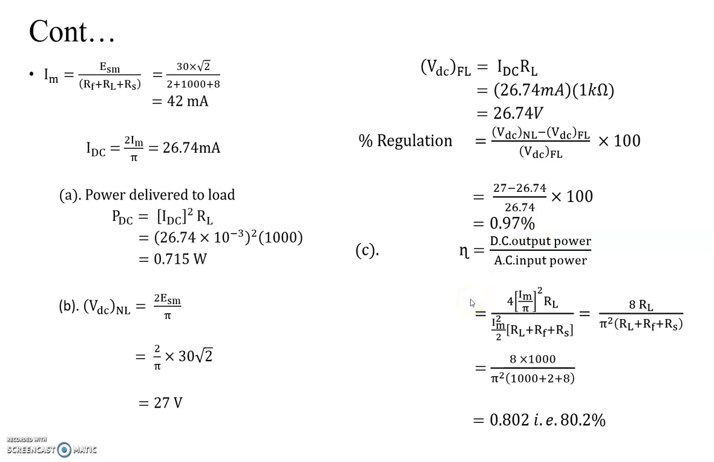Next we need to calculate the efficiency, generally in terms of percentage. The efficiency is nothing but the ratio of DC power output to AC input power. Substitute the values and find out the efficiency. You will have 0.802, in terms of percentage, 80.2 percentage. This is the answer for C part.